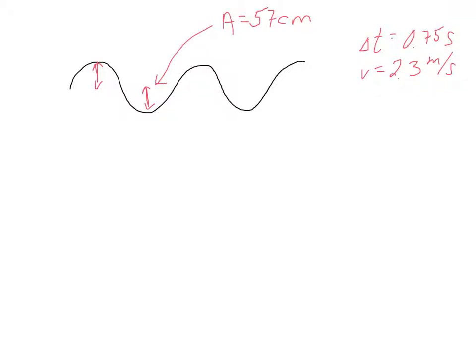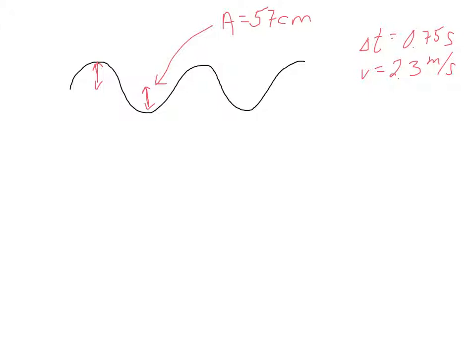This question is describing a situation that I've shown above. You see that the amplitude of the spring is 57 centimeters. We know the amplitude is what I've drawn here in red arrows. It's the distance from the equilibrium position to the furthest amplitude of the spring. The time it takes for one pulse is 0.75 seconds, and the speed is 2.3 meters per second.